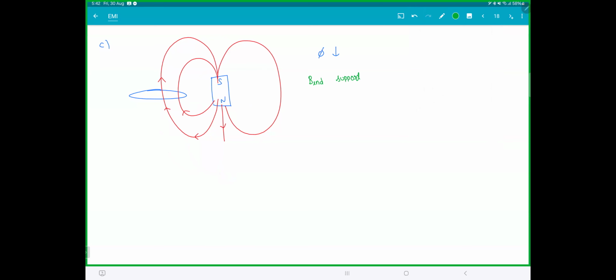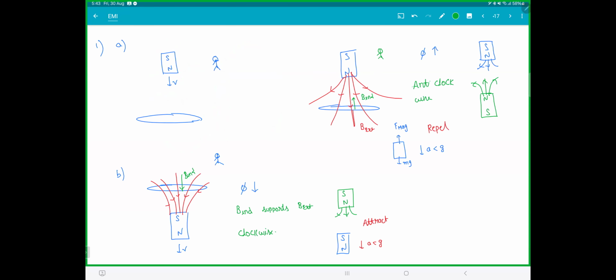So B induced will support. Like I said, I'm not interested in the flux. I'm interested in change in flux. Next moment, what will happen? Flux will change. So B induced supports B external. That means B induced also should be this way only. The most common mistake here, people mess up the direction part. When the magnet is to the side, the field lines will take a turn and go back to the south pole. So the B external is upward. So this person who is standing here, he will think it is anti-clockwise. It's towards him, right? Anti-clockwise. Yeah.